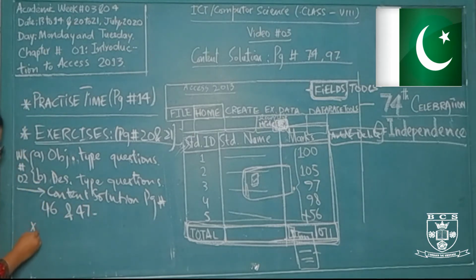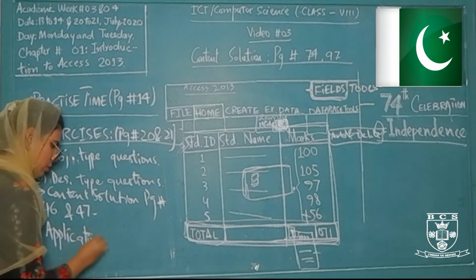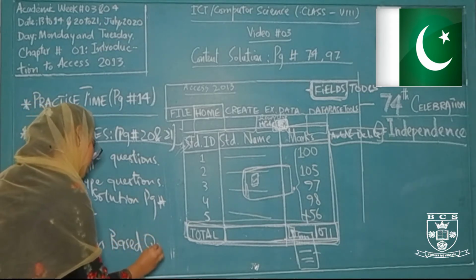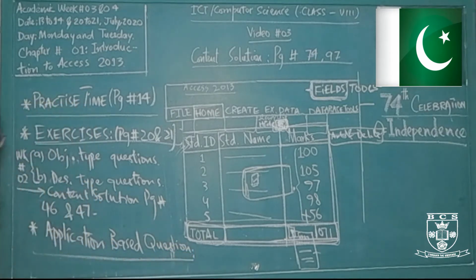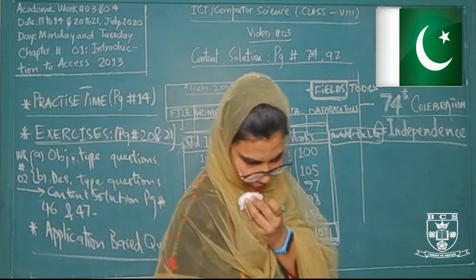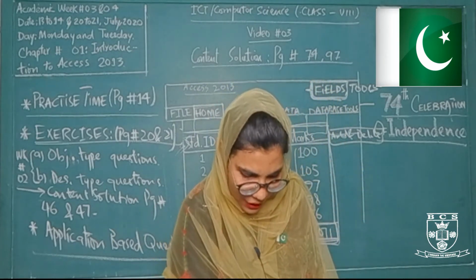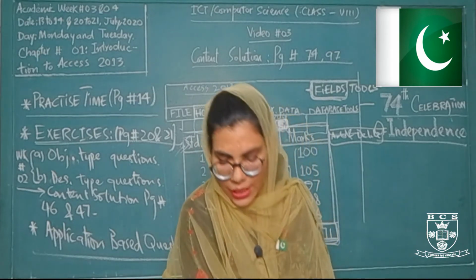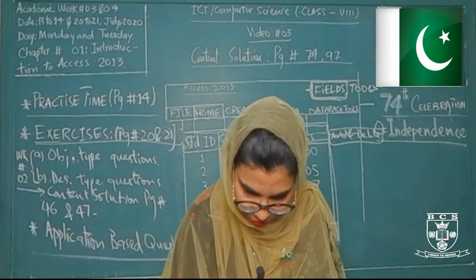Now there is the third exercise, that is application based question. I will explain this question verbally from your page number 21. Application based question, we will solve the part A and B. Yes, in part A, consider a table alongside from the right hand side. This one table, we have to consider this table from the right hand side.